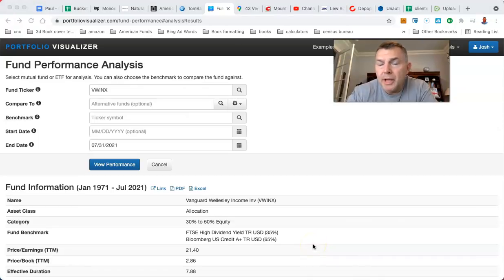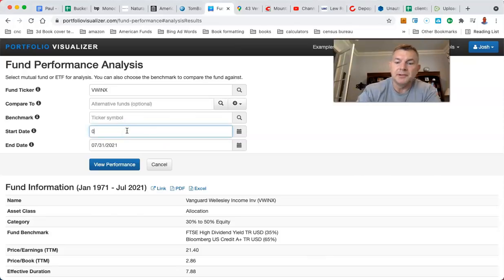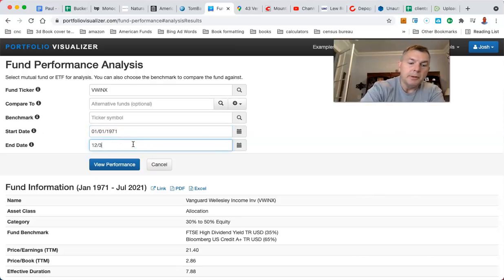All right, so most people plan for a 30-year retirement. So what we're going to do is go back to Wellesley, and we're going to start this at 01/01/1971 for the first calendar year. Then we're going to go forward by 30 years. It'll be 12/31/2000, right? Yeah, 2000. Yeah, right on. Because in 2000 I was 30 years old.